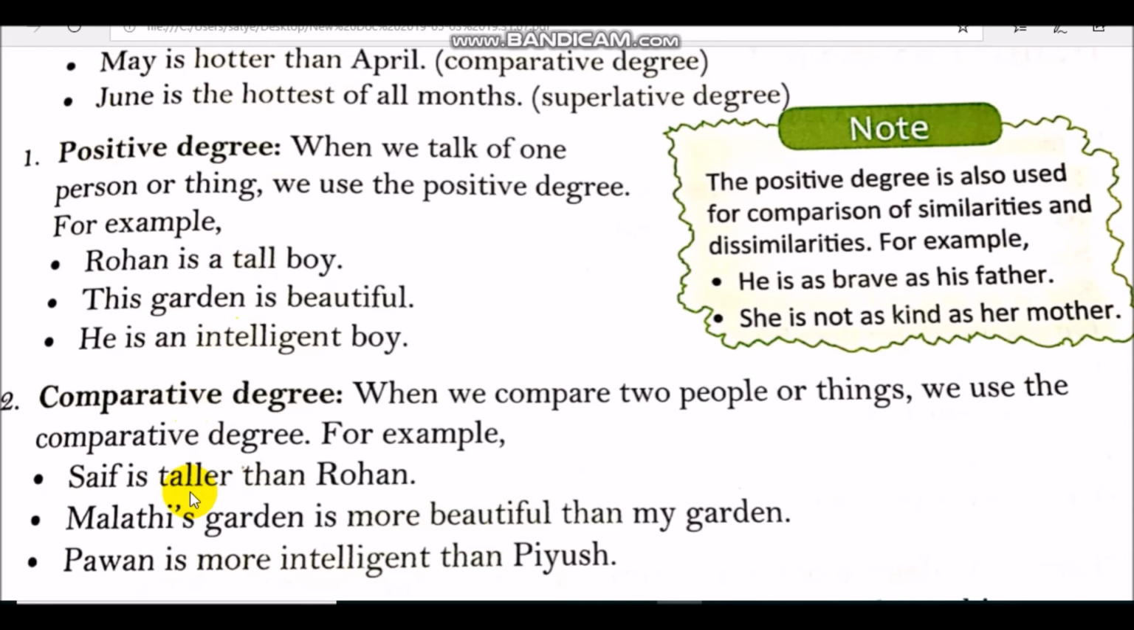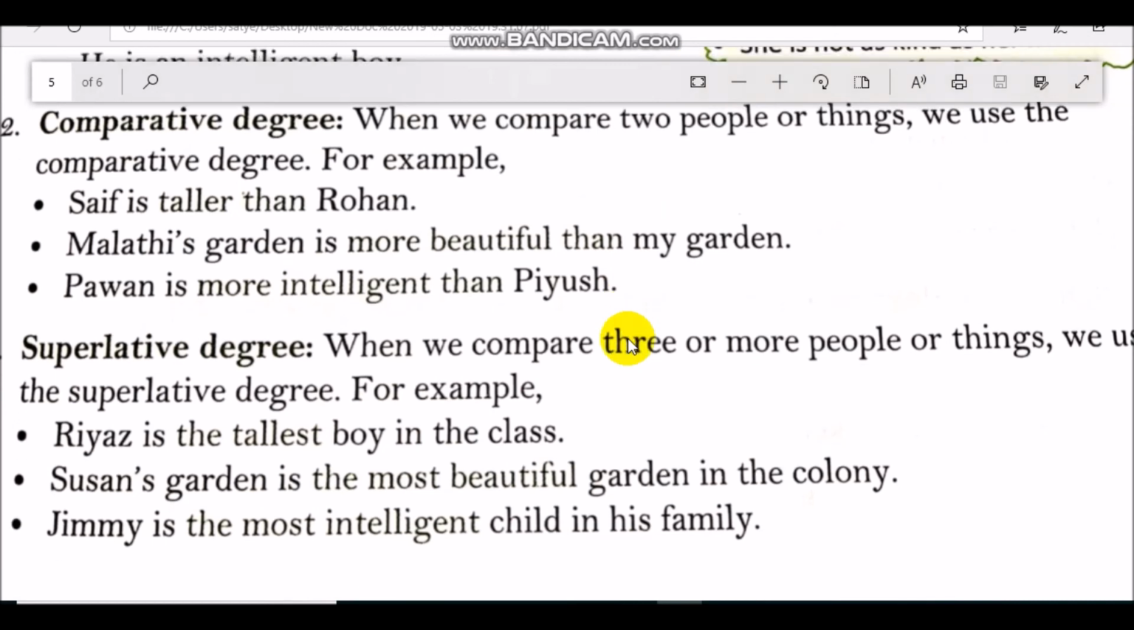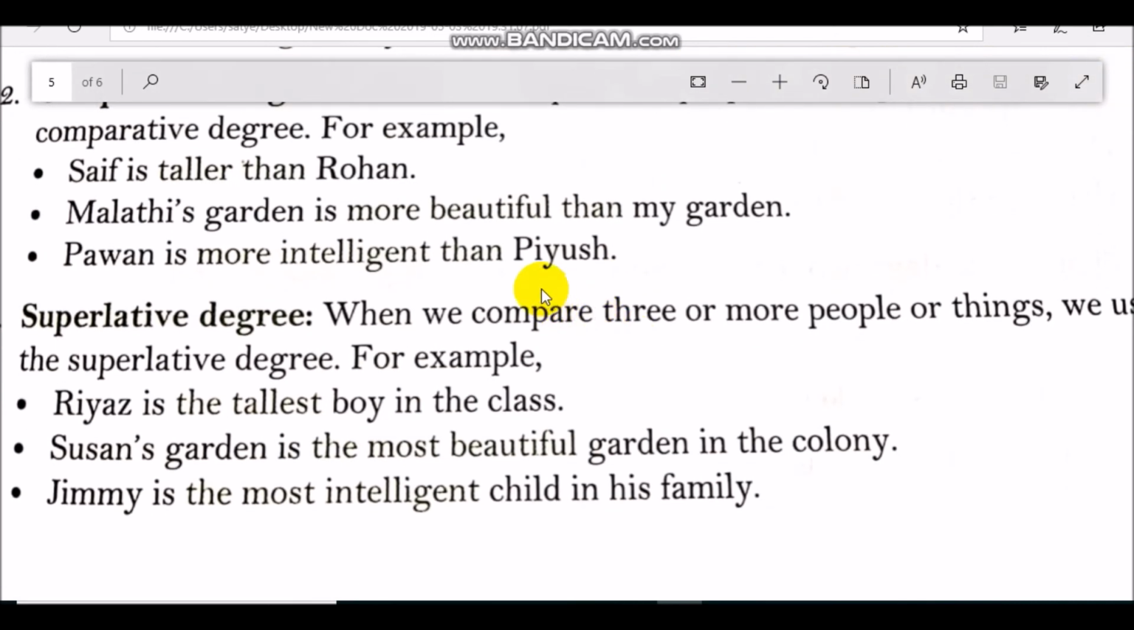In the first sentence, we say this garden is beautiful. But in the second, we say Malathi's garden is more beautiful than my garden. So in comparative, we compare. But in the superlative sentence, we compare three or more people or things. For example, Riaz is the tallest boy in the class.